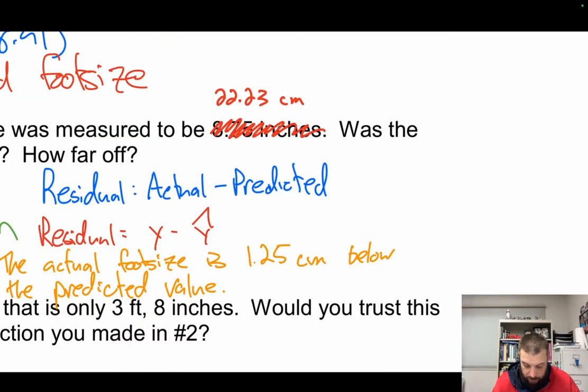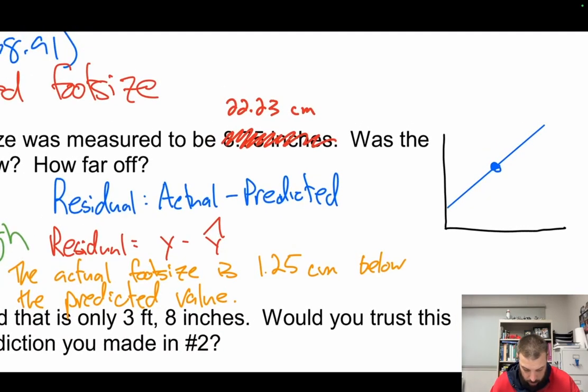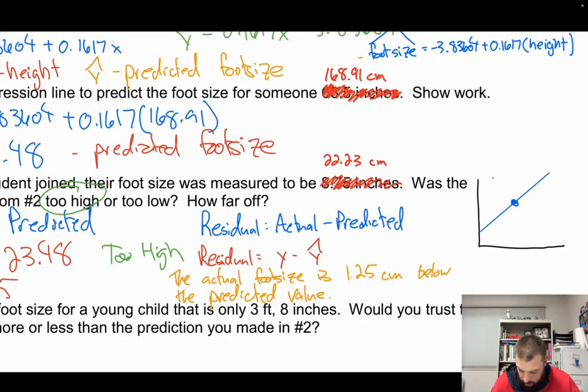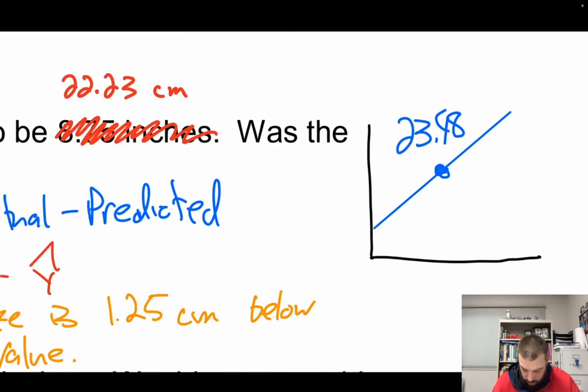Graphically, what this looks like, if we have a grid like this, we have some line. There's our regression line, and we have our point, which was 23.48. And then our actual, which was 22.23. That gap there is the residual.